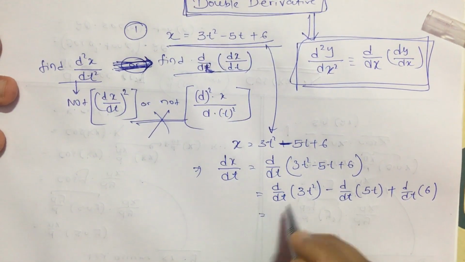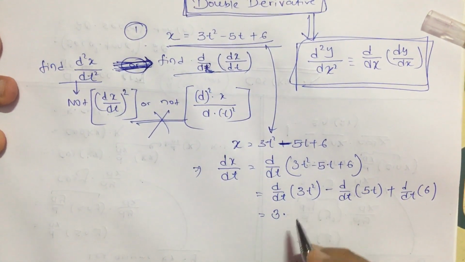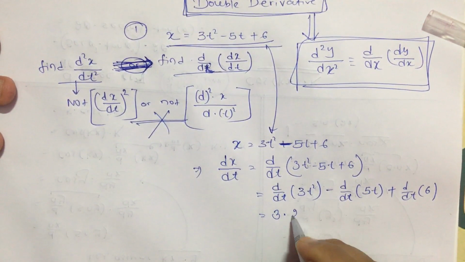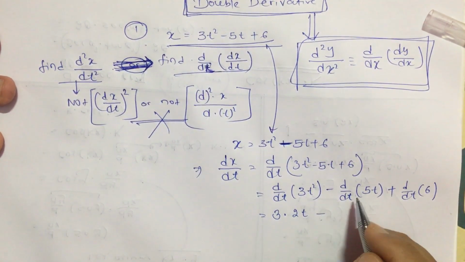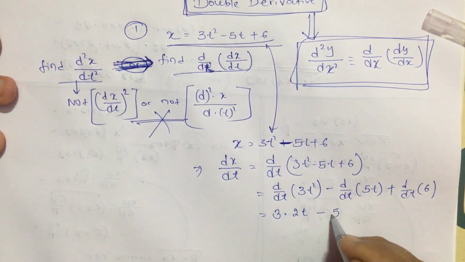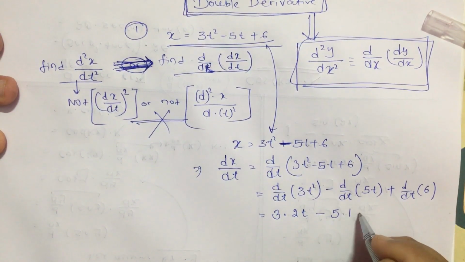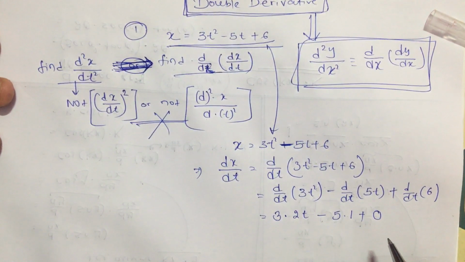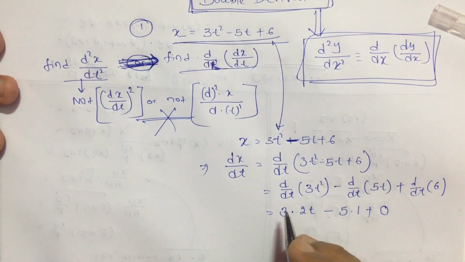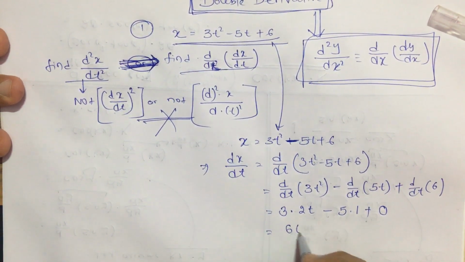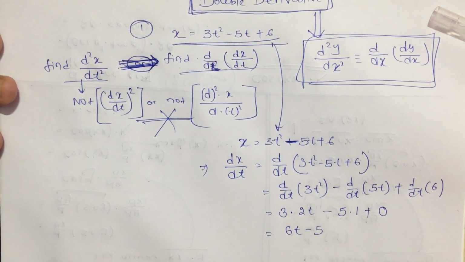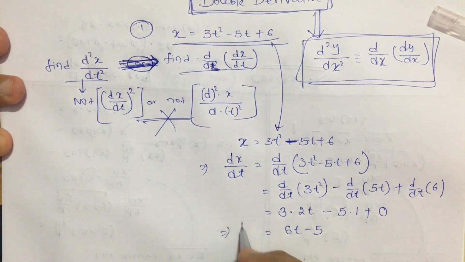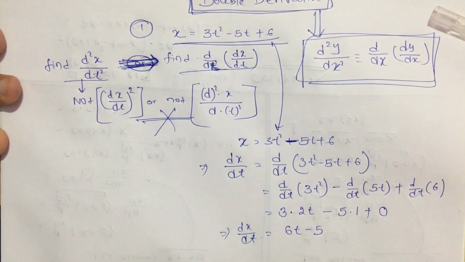Here 3 is a constant, you can take it out. d by dt of t square, you will get 2t. Minus 5, you can take it out, d by dt of t is 1, plus d by dt of a constant is 0. You have used all the formulas that we learned previously. So it is going to be 6t minus 5. This is what you got as dx by dt.